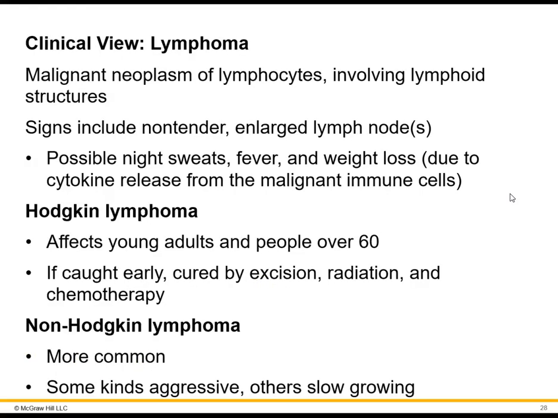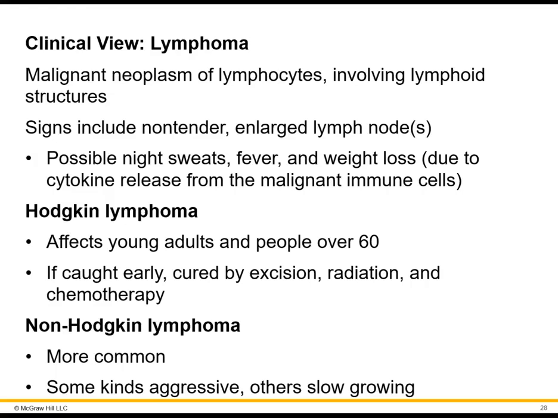All right, let's talk a little bit about lymphoma. What is lymphoma? Well, this is going to be a malignant neoplasm, right, a cancer of the lymphocytes, and it's going to involve lymphoid structures. Signs of lymphoma include non-tender enlarged lymph nodes, and some patients can get night sweats, fever, and weight loss too. And this is due to the cytokines being released from those malignant immune cells.